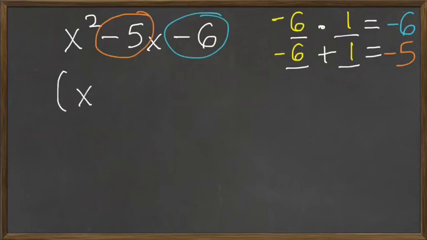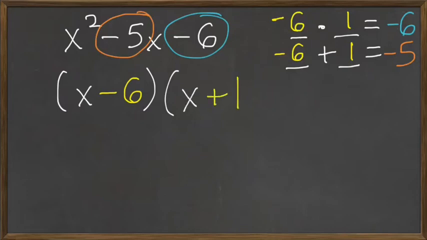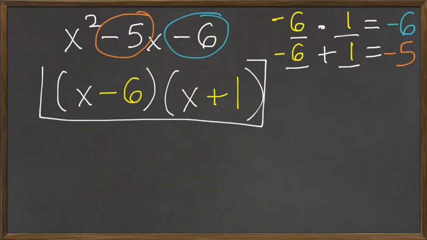So we'll get x minus 6 and x plus 1. And that's our factored version. So we're done with the problem if they want us just to factor. What's nice about factoring is that you can check and see if you did it correctly by just multiplying it out. So let's check that we did it correctly by multiplying.